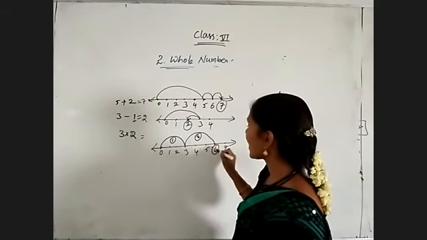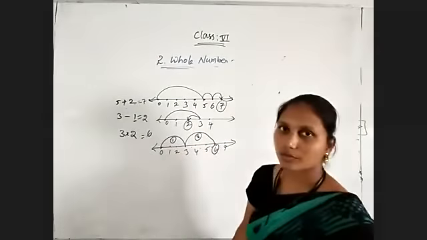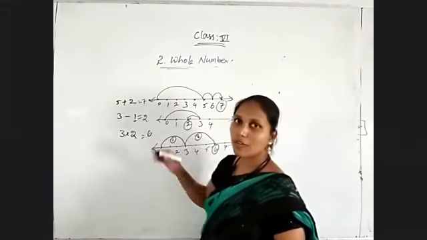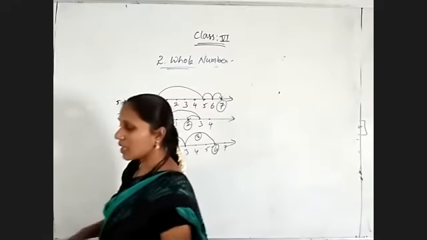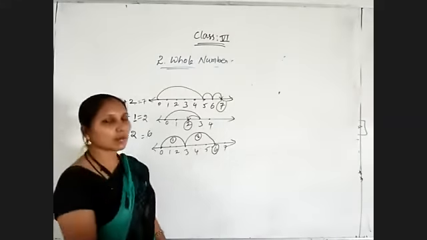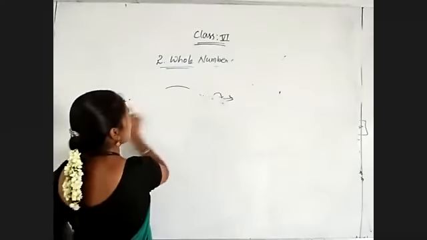Second time over. So what is the answer? 6. So like this, we need to perform addition, subtraction, multiplication using the number line. After that, we have studied about properties of whole numbers.